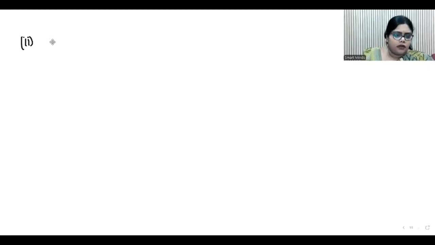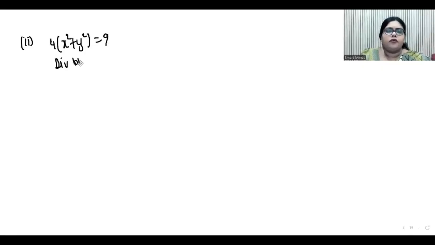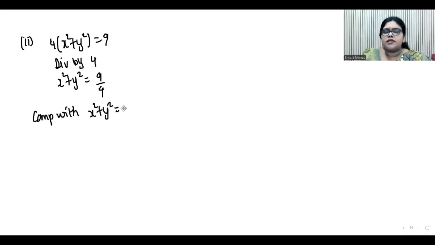Take the second bit now. 4 into (x square plus y square) is equal to 9. So first we should divide by 4. So you will get x square plus y square is equal to 9 by 4. Now comparing this equation with x square plus y square is equal to r square. So whenever the question is given in standard form, center will be 0, 0 because there is no x term and no y term. And radius will be square root of the right hand side. So that is 3 by 2.